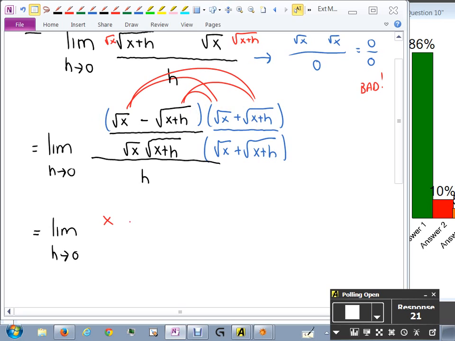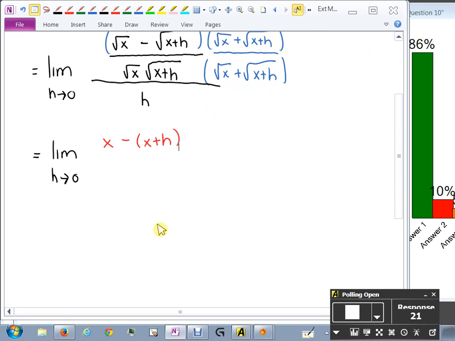You get negative, because you have a negative times a positive, and then x plus h, but in parentheses. Because root x plus h times root x plus h is x plus h, but you are subtracting it because it's positive times a negative. When you subtract a binomial, you have to distribute the negative through both. So that's why I've left this in parentheses.